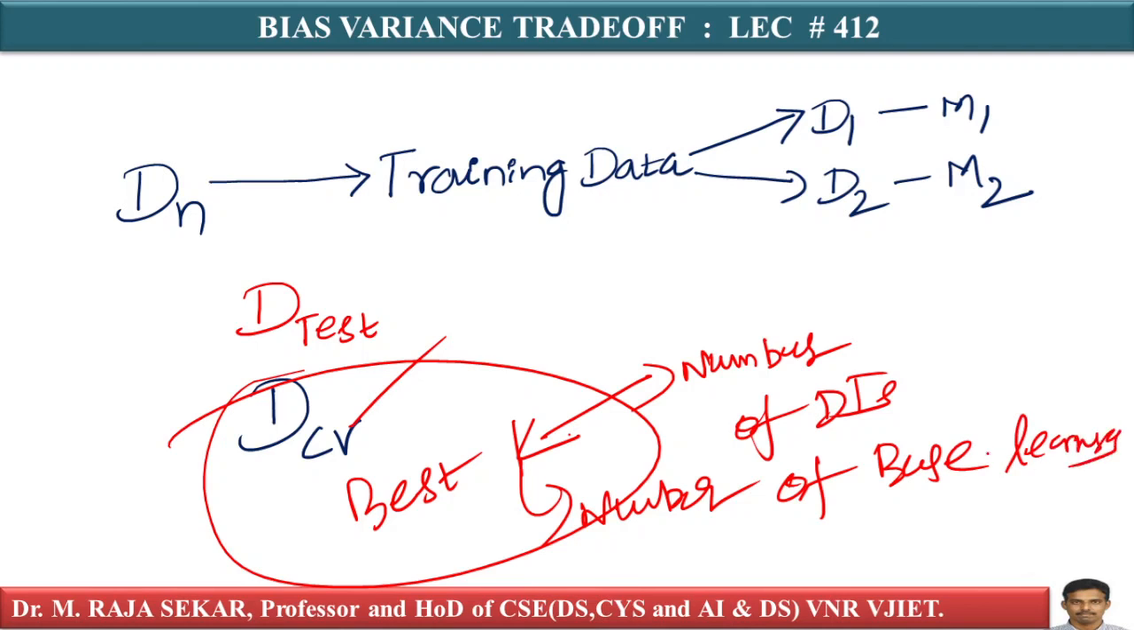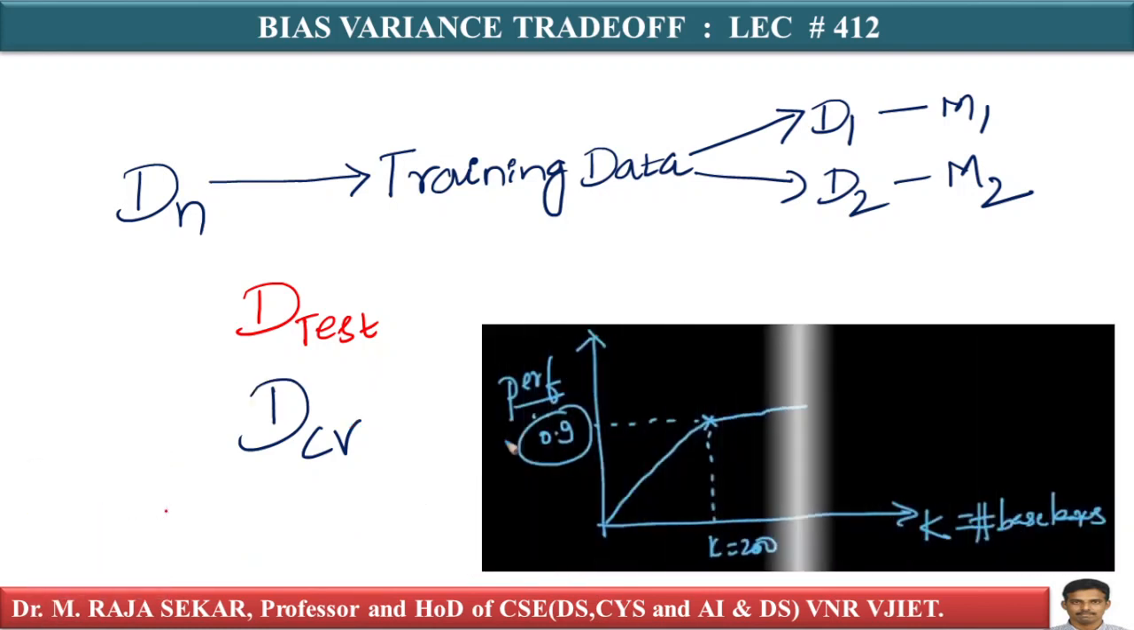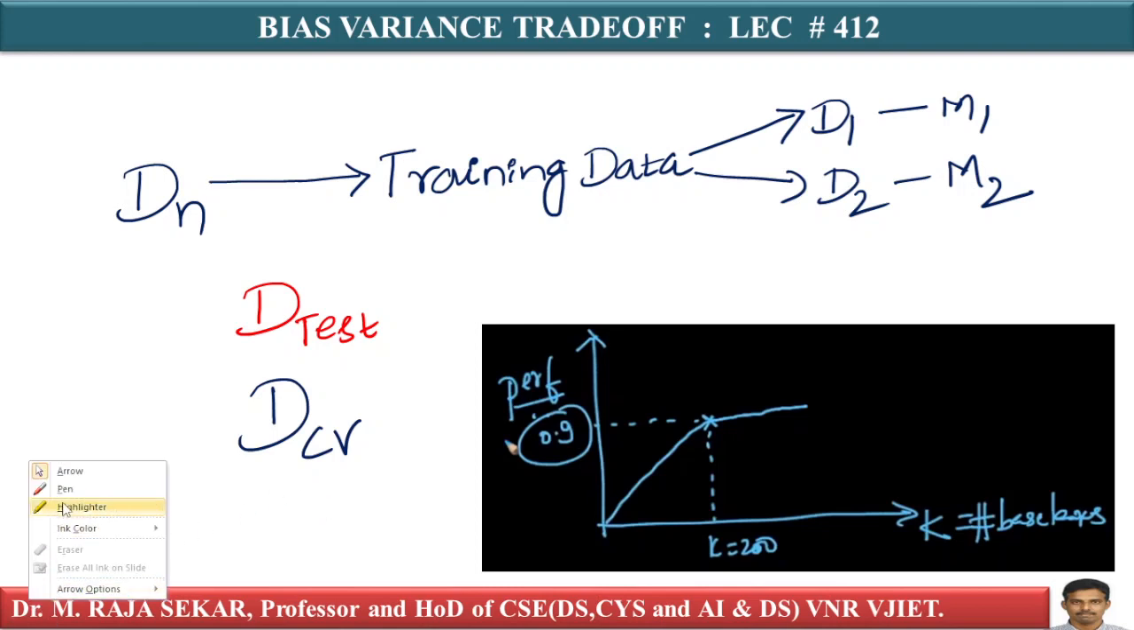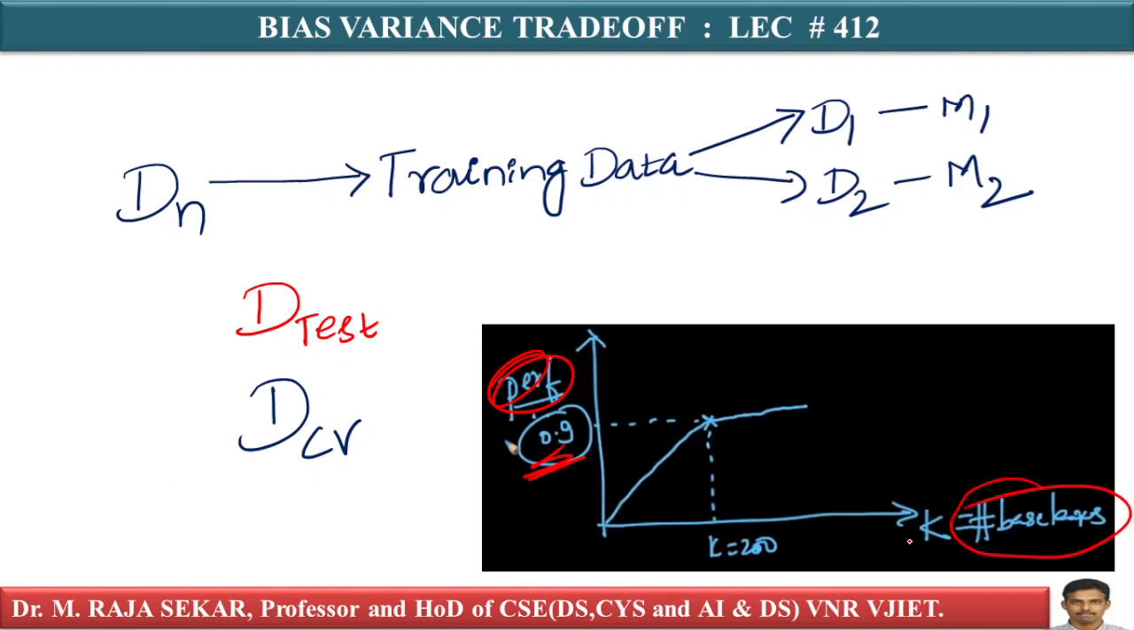So what often happens is, as K increases, let's assume this is your performance. On the y-axis I am taking performance, and on the x-axis I am taking the number of base models. Here K is the number of base learners on the x-axis. Beyond this particular point, it's not increasing, isn't it? Beyond this point, it will not increase further.